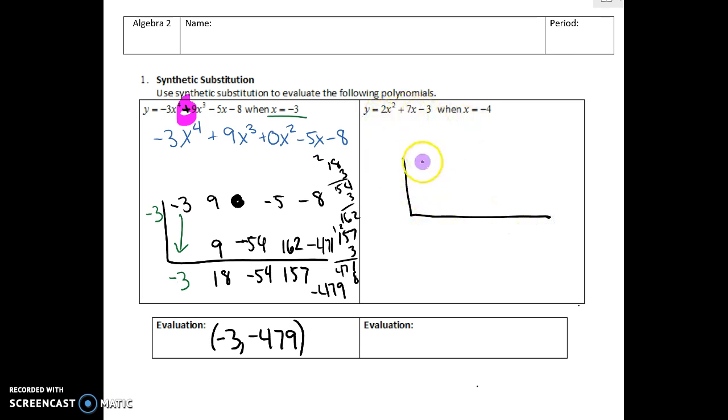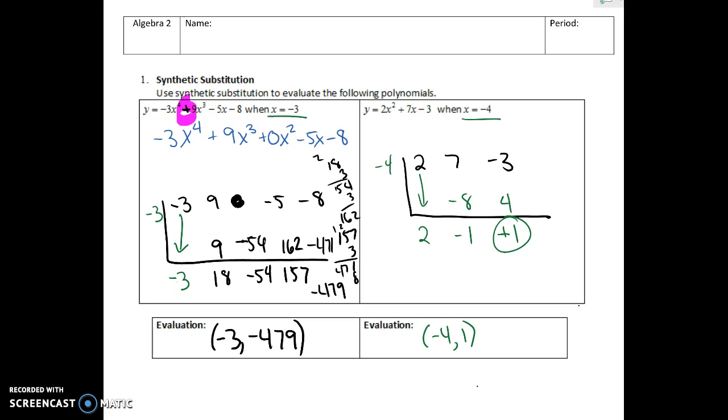This one works out a lot nicer, where you could probably do most of this in your head. There's no holes to fill in this one, so it's just 2, 7, -3 for x equals -4. Again, I'm going to bring that number all the way down. This one should go nicer. 2 times -4 is -8, plus 7 is -1, times a -4 is +4, -3 is +1, and so that's my final answer. -4 and +1.